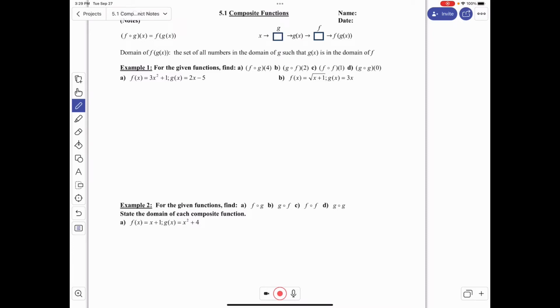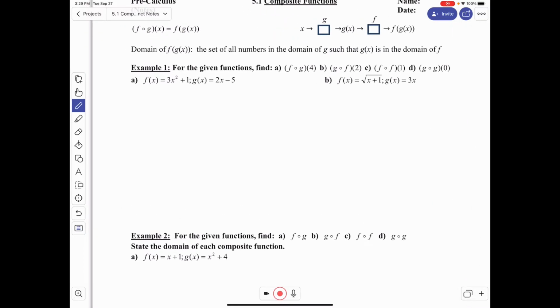So this is section 5.1, composite functions. In composite functions, what we're doing is we are going to plug a number or a function into another function. What you want to do is start at the end and work your way back. So for A, we have f of g of 4. Like I said, you start at the end and you work your way back.